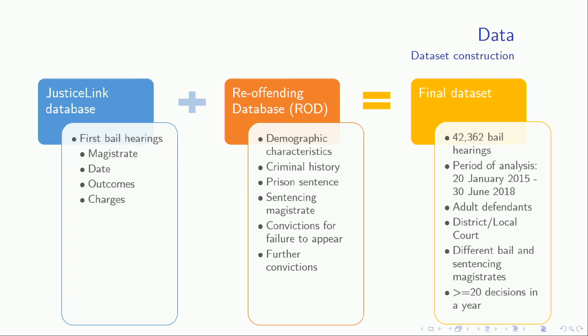I had 42,362 bail hearings, which occurred between 20th January 2015 and 30th June 2018. The selection of the period was based on when the most recent major amendments to the Bail Act 2013 came into effect, so it's the current policy period. These were adult defendants in the District or Local Court who had different bail and sentencing magistrates, which I'll explain in a bit. And the bail magistrate had to have 20 or more decisions in a year.